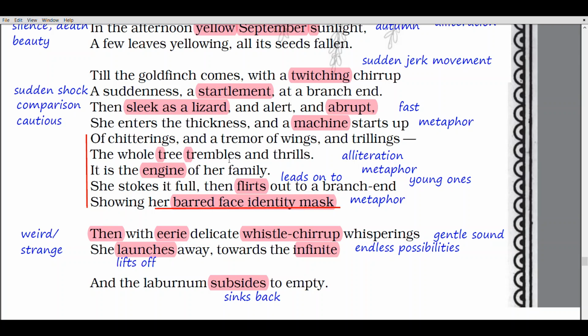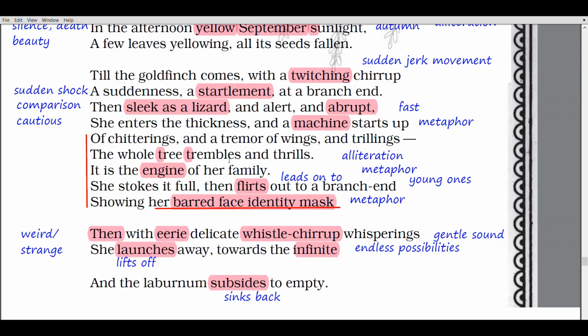Now here, the whole tree trembles. So tr, that is also an example of alliteration. Alliteration is the repetition of consonant sounds. Okay, consonant sounds, not vowel sounds. Now, what is the word used for repeating vowel sounds? I think when our online class comes I will explain that to you. It's called assonance. The repetition of vowel sounds is called assonance. The repetition of consonant sounds is called alliteration.